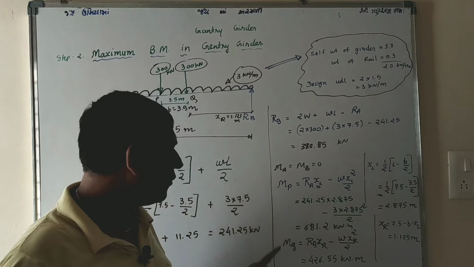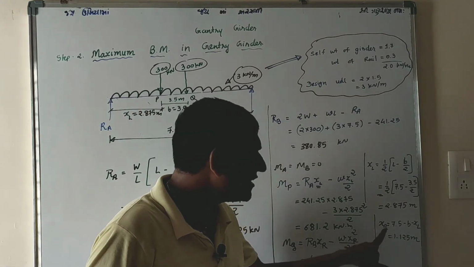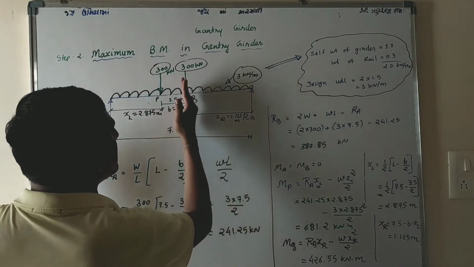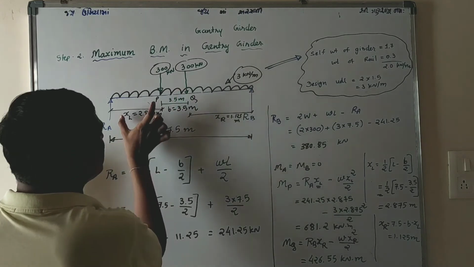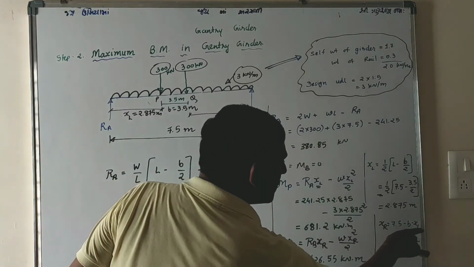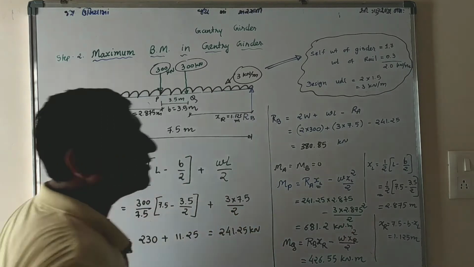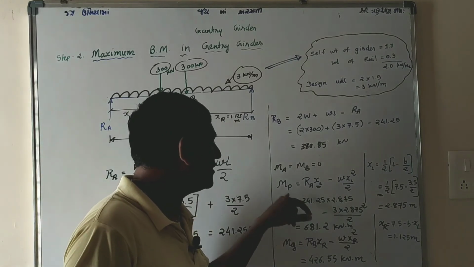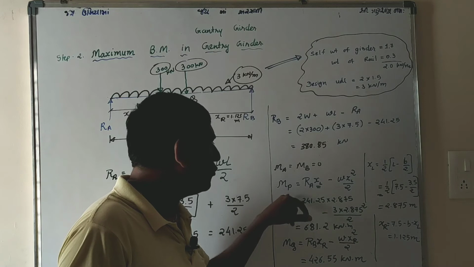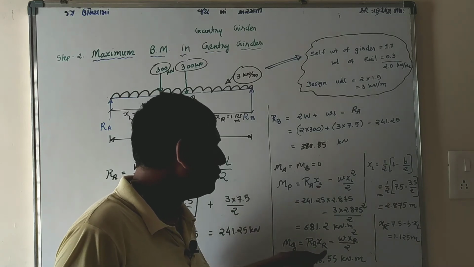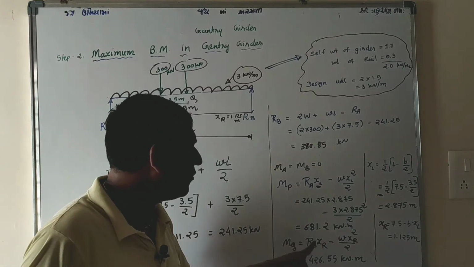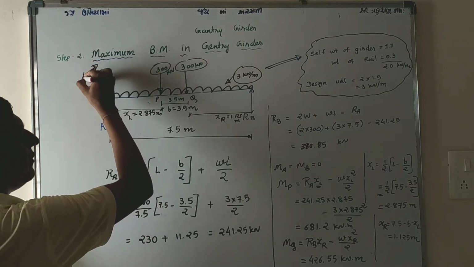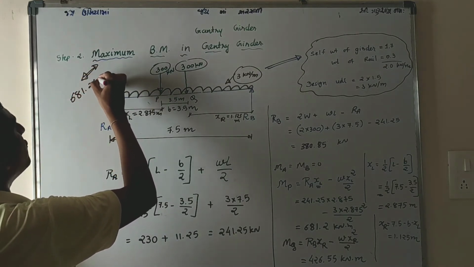Similarly, for NQ we need XR, that is the total length minus your wheelbase minus your XL. So we get the value of XR, that is the distance of Q from the right support, and just putting the value is simple. In the case of P, we put RA into XL, here NQ, RB into XR. So this is the final moment, and maximum moment is 681.2. So the maximum moment we find is 681.2 kilonewton meter.